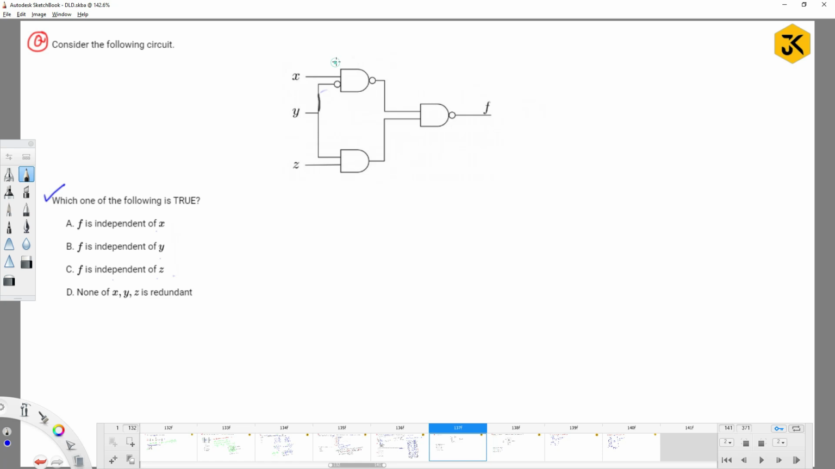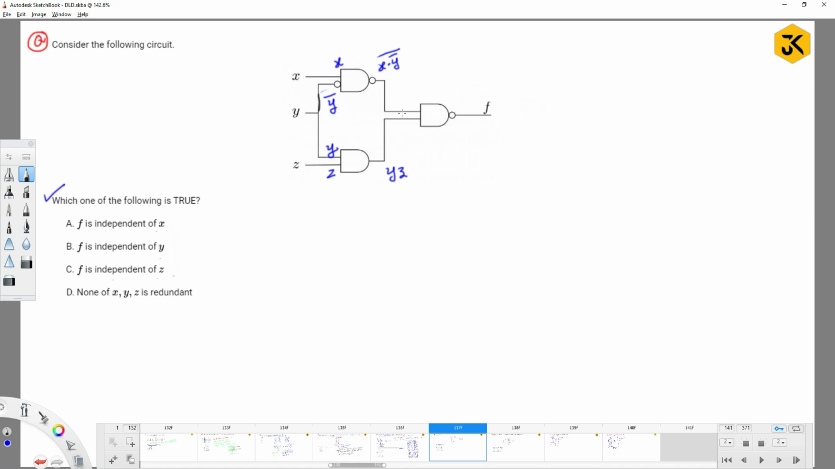So here we are going to get x. Here we are going to get y bar, as there is a bubble. So finally this is a kind of AND gate, so we are going to get (x into y bar) whole bar. Coming to the second AND gate, that is y and z, so you are going to get finally yz.